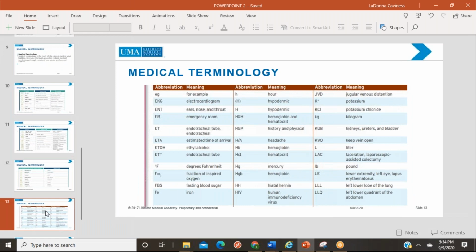Here's a list of some commonly used abbreviations, and it's important to know the different abbreviations, especially based on different specialty groups. Okay, so let's use the EKG for example. So if you work in a cardiology office, you should become very familiar with the abbreviation EKG, which equals electrocardiogram.